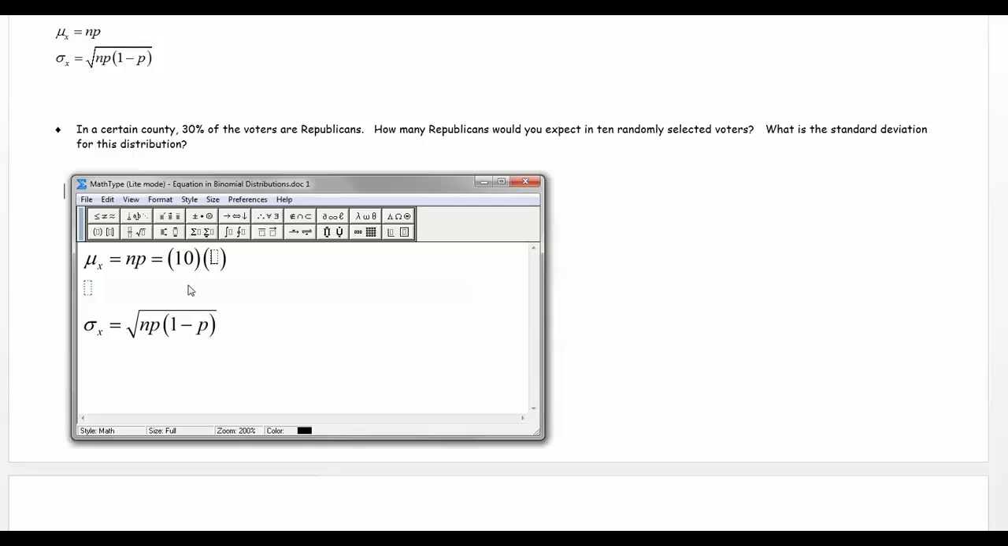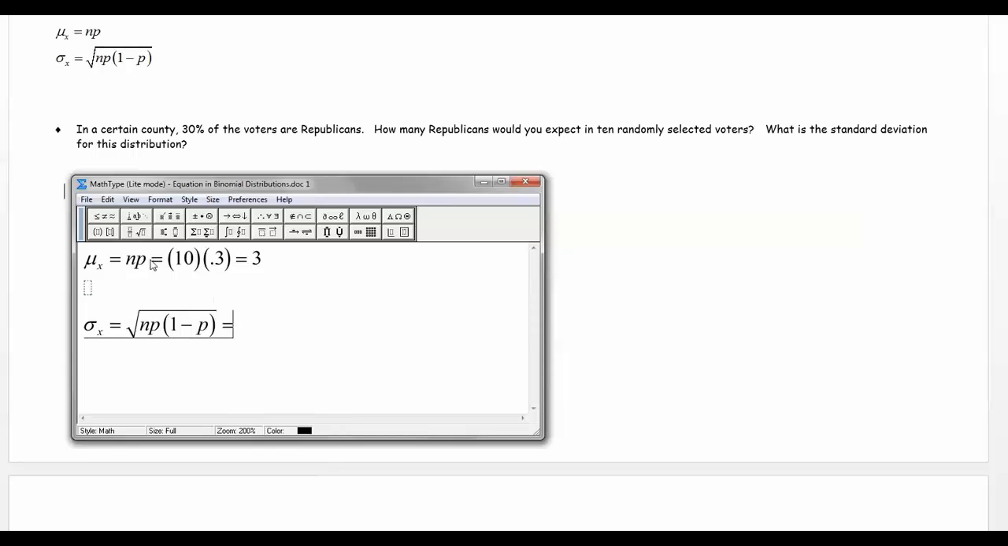And then p, of course, represents the probability of success. Since we're looking at the percent of people who are voters, we're defining Republican as success. And so if 30% is the probability of that, then we just need 10 times 0.3. So 10 times 0.3 is, of course, 3. So I would expect of 10 people, 3 of them to end up being Republican.